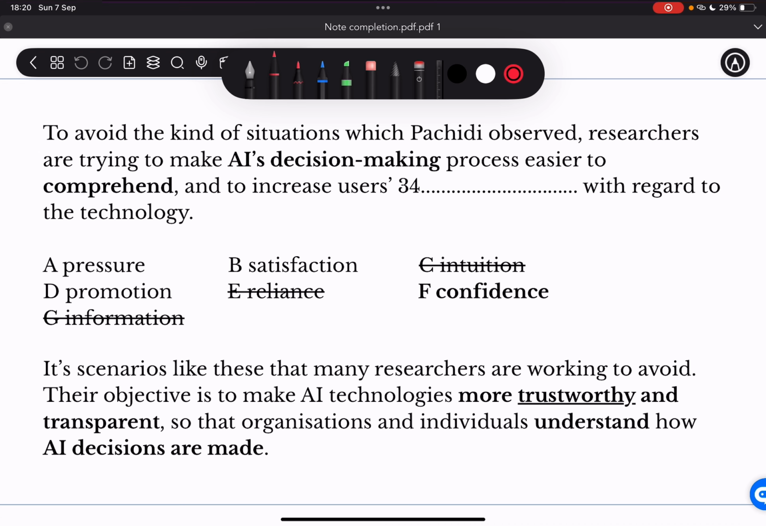Yes, we've got that the objective is to make the AI technologies more trustworthy, so increasing. So the words like trustworthy and transparent are actually applicable to AI technologies, but here we have to focus on the individuals, people, right? So for people to see that technologies are trustworthy and transparent, what should they have? They should have confidence, right? So that's the answer. To increase users' confidence with regard to the technology.